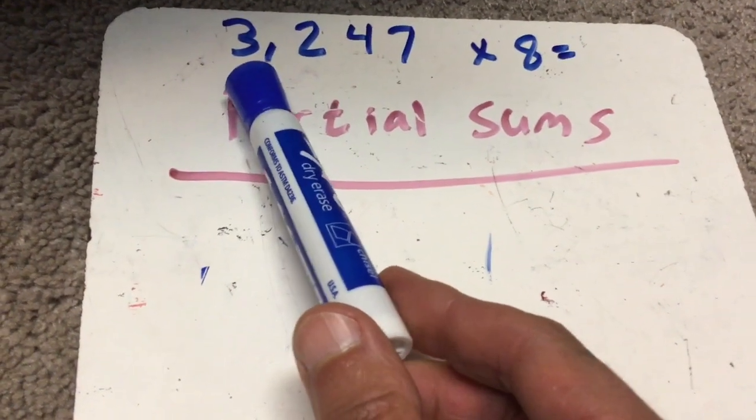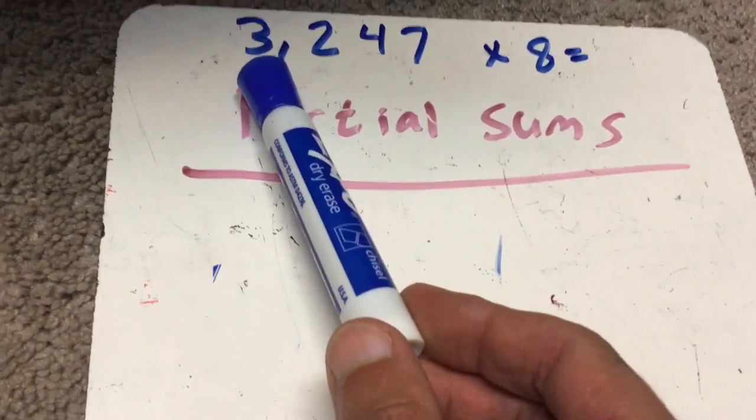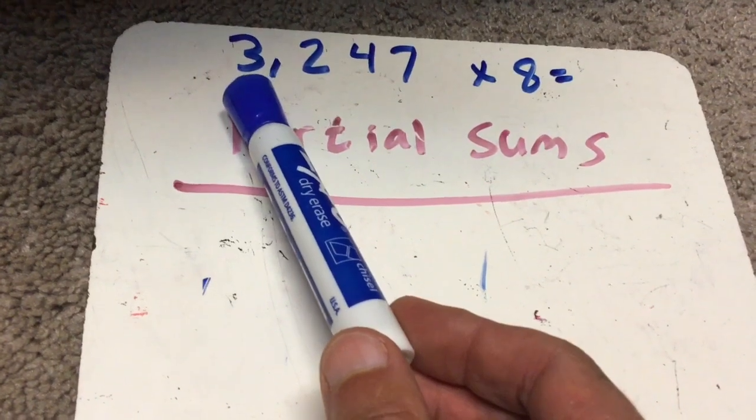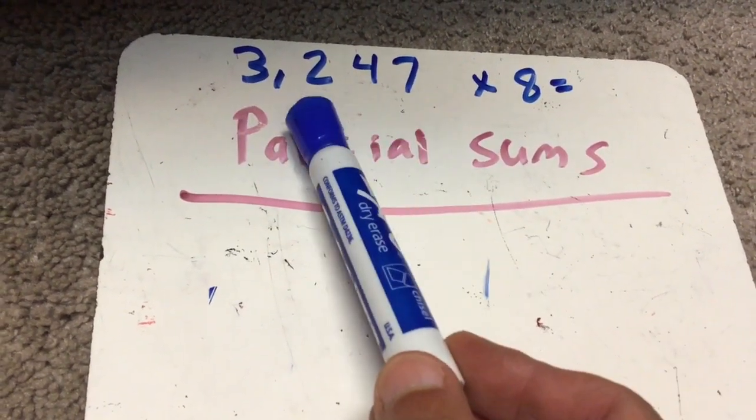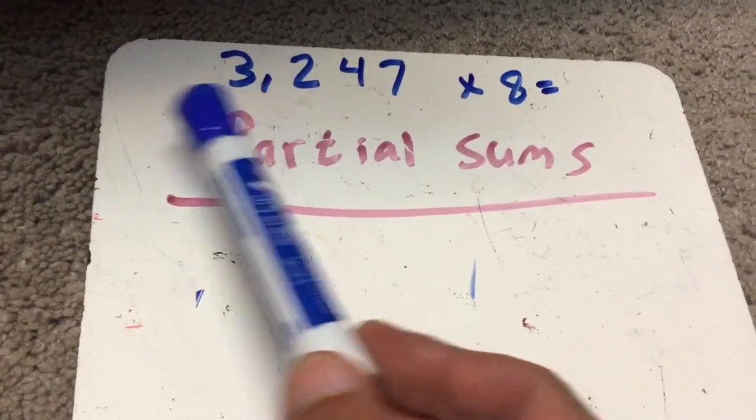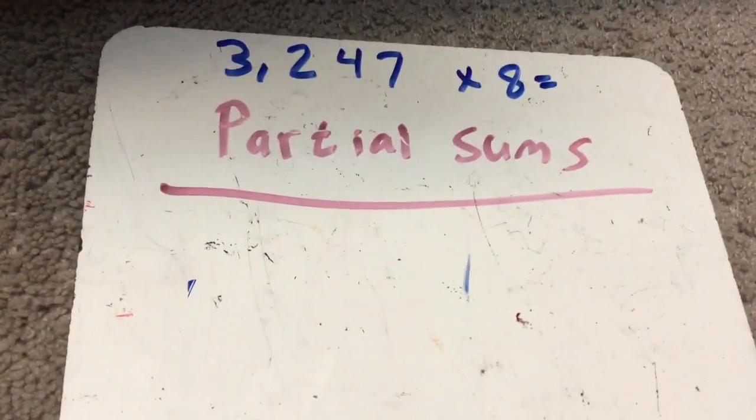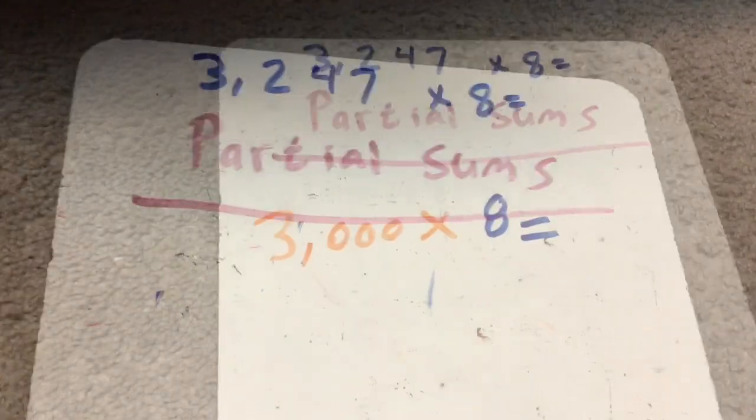So remember back to place value, the value of the 3 isn't 3, it's 3 ones, tens, hundreds, thousands, it's 3,000. So that's going to help us with this kind of strategy, okay?